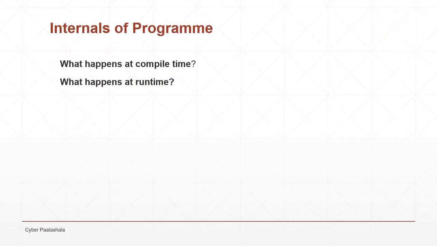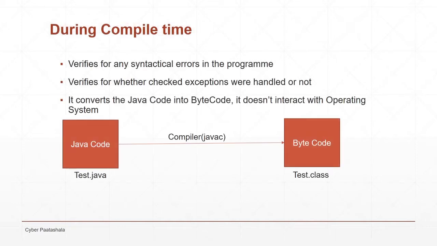Before we move on to how to set path in Java, let us discuss the internals of a program, that is, what happens during the compilation time and what happens during the runtime. During the compilation time, first it verifies for any syntactical errors in the program, like if there is anything misspelled. Also, it verifies for case sensitivity problems, and it verifies whether the checked exceptions were handled or not. Let's say you're handling a database using JDBC. There is definitely a chance of getting an SQL exception. These kinds of exceptions need to be pre-handled using try-catch blocks. We will discuss how exception handling is done in our future sessions.